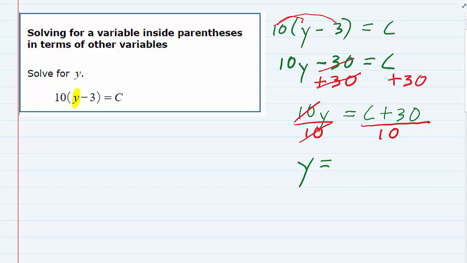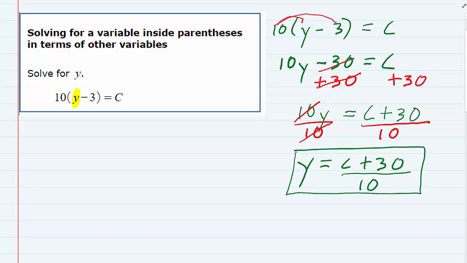On the right-hand side, though, the c plus the 30 in the top doesn't simplify with the 10 in the bottom. So we're going to leave this as our solution. If you are tempted to try to simplify the 30 and the 10, remember, in order to cancel and simplify that fraction, we would need to cancel with both terms in the top, both the c and the 30. And since the c and the 10 won't simplify, then our fraction won't simplify.